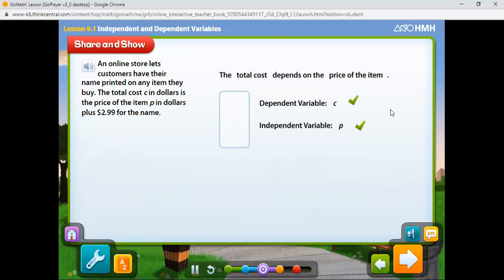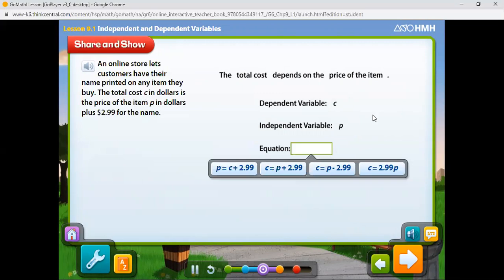Excellent. The dependent variable is C, which represents the total cost, and the independent variable is P, which represents the price of the item. Now, create an equation to represent the relationship between C and P.